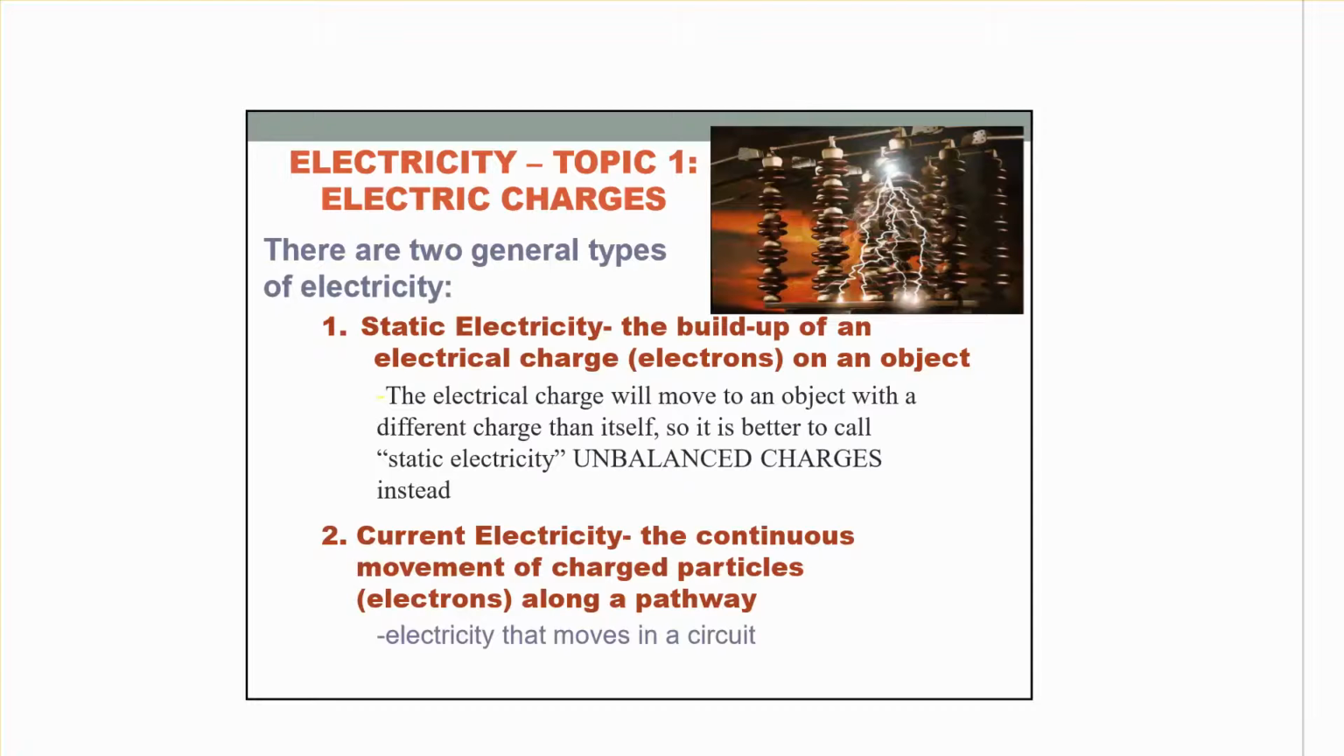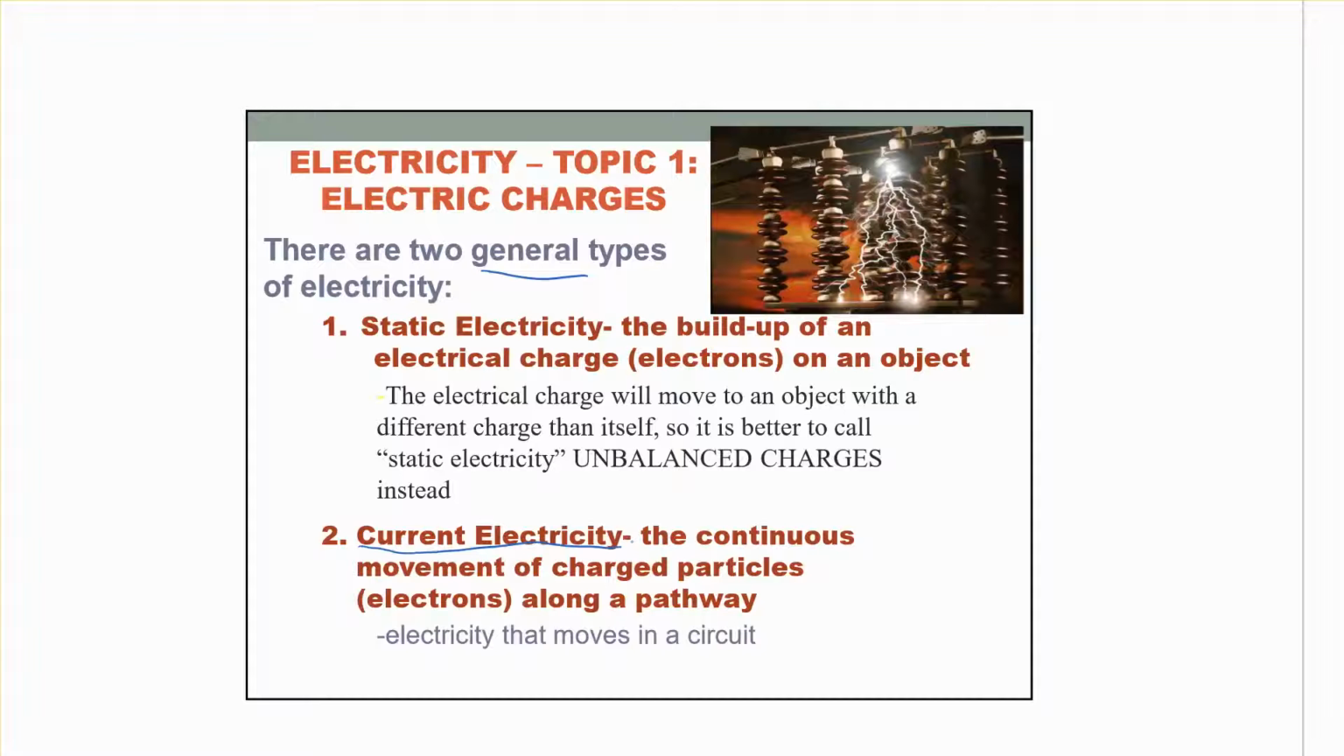Hey, grade 9, so I'm going to go through topic 1 in electricity. It's static electricity. So first off, there are two general types of electricity. There's static electricity and then there's current electricity. The difference between these two is the flow of electrons.